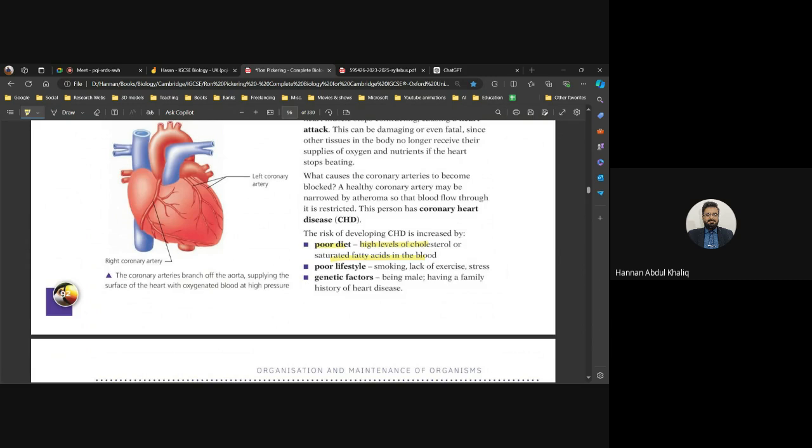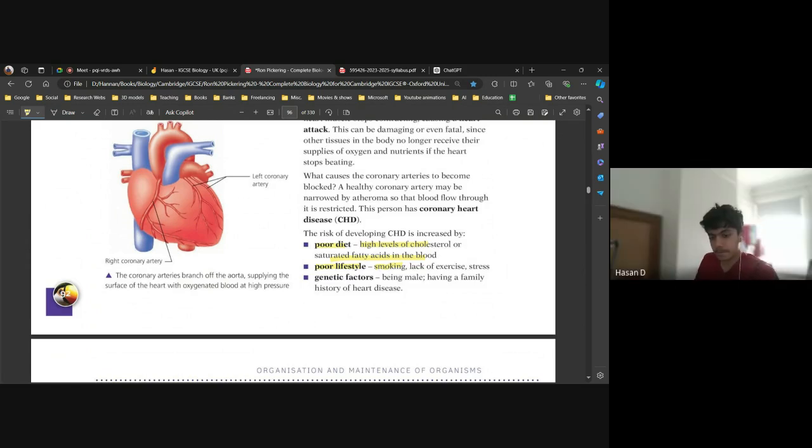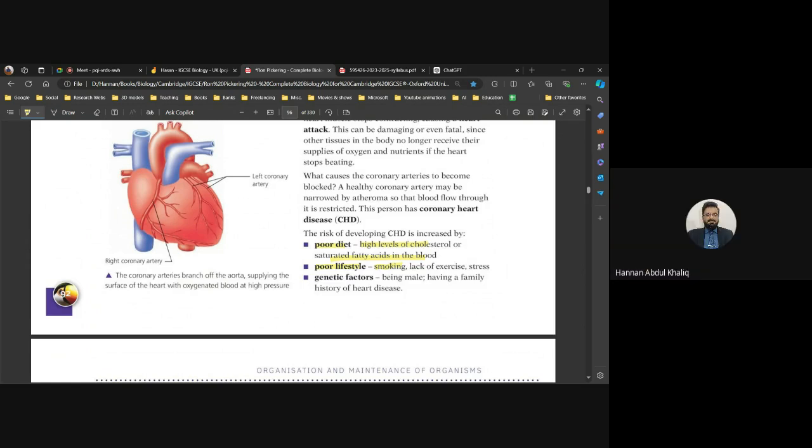The second is poor lifestyle. Someone is smoking a lot. Smoking causes clotting, which is very important to know. Then lack of exercise and stress. Stress also thickens your blood. Then genetic factors. Genetic factors are a problem here.